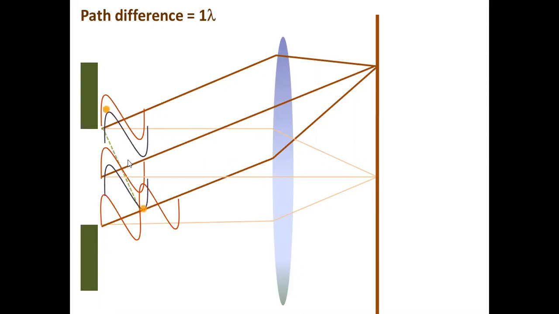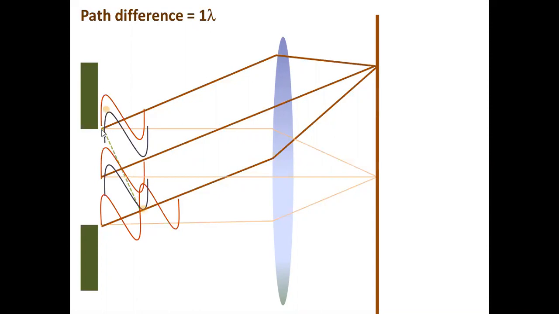In the exam, you have to write only one sentence. If the path difference between the secondary waves starting from the top of the slit and the bottom of the slit is 1 lambda, then the path difference between the secondary wave starting from the top of the slit and the middle of the slit is half lambda. They will cancel each other.